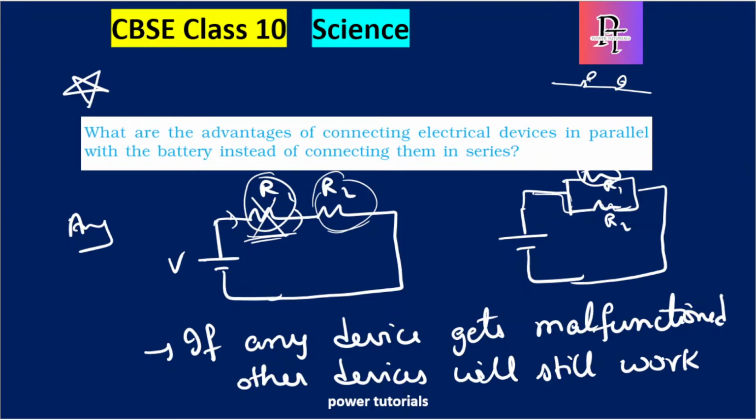If for 1 mark, you can simply say if two devices are connected in parallel and if one is getting malfunction, the other will still work. Whereas in series connection, if one is down, all the devices will not get any current. Okay, let's move to the next question.